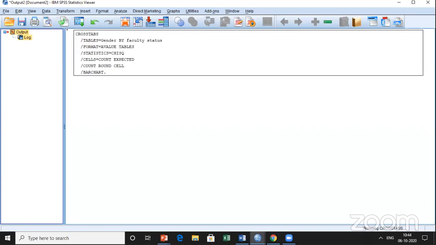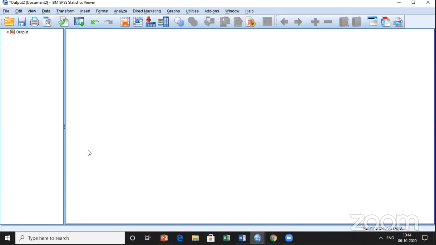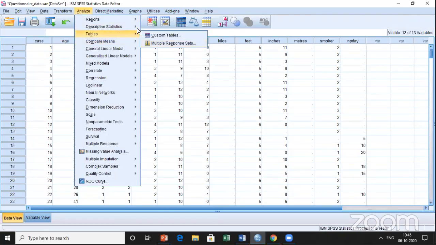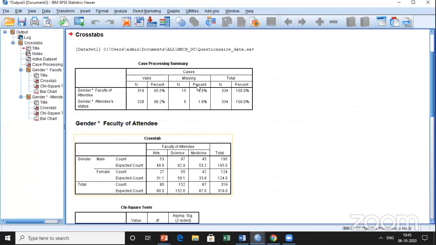It's running. So it's running, and now there are 332 cases. It should come fast. Okay, I'll do that here once again. I'll go to analyze, descriptive statistics, cross tabs. Then I say okay. Yeah, so now I got it here.